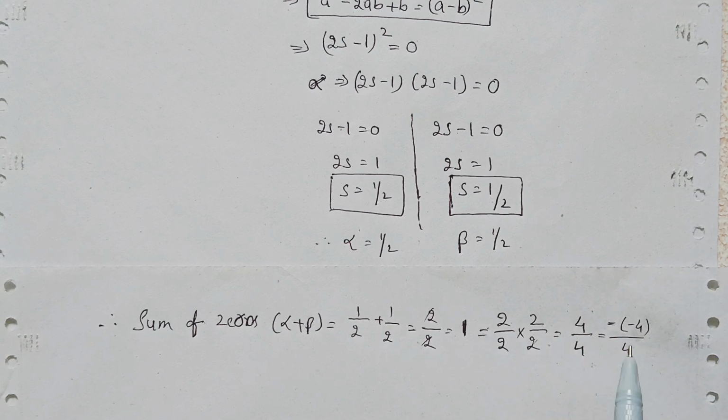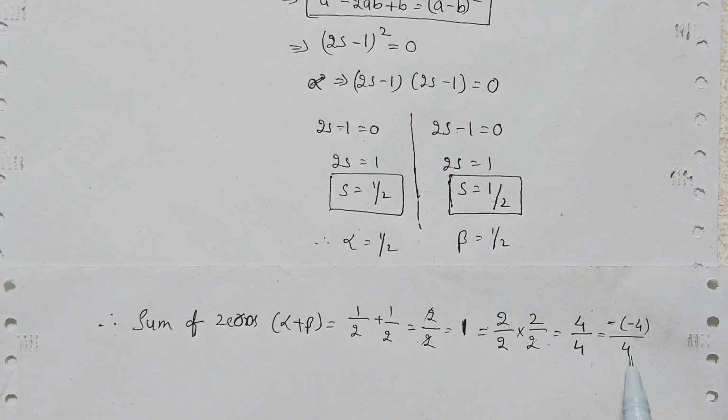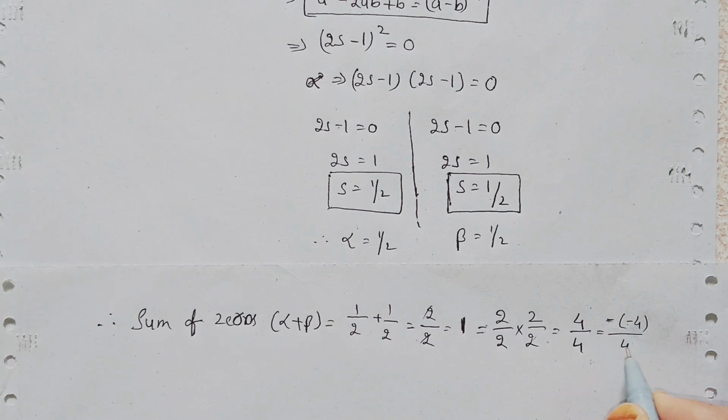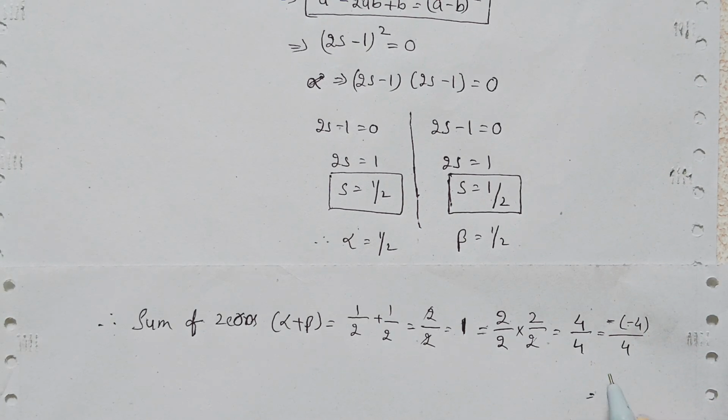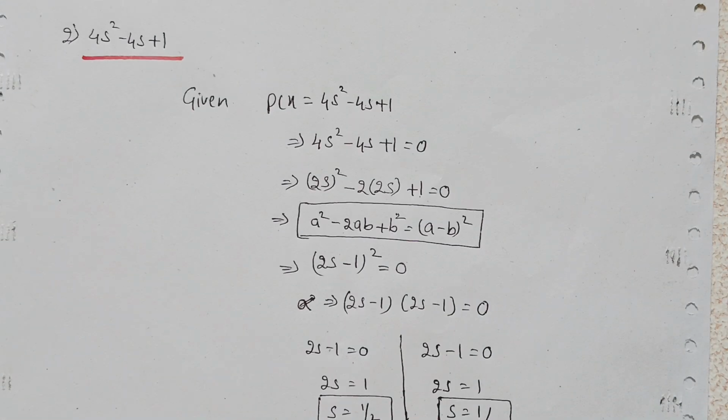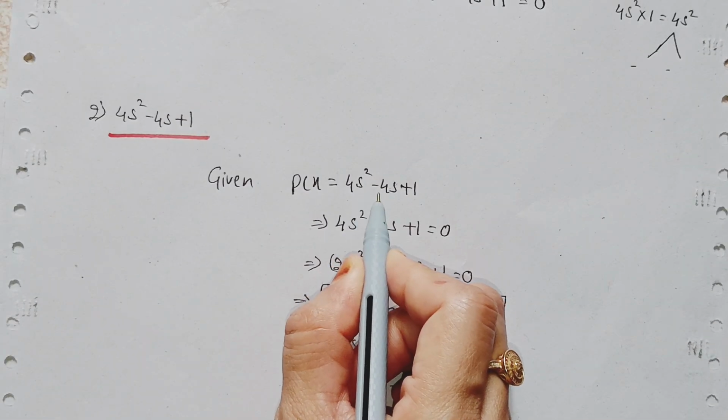Can I write this 4 by 4 as minus of minus 4 by 4? Yes, because minus of minus is plus 4. So if you see this carefully, this is in the form of minus already. So minus I have written. So instead of minus 4, I can write it as, see here, minus 4.